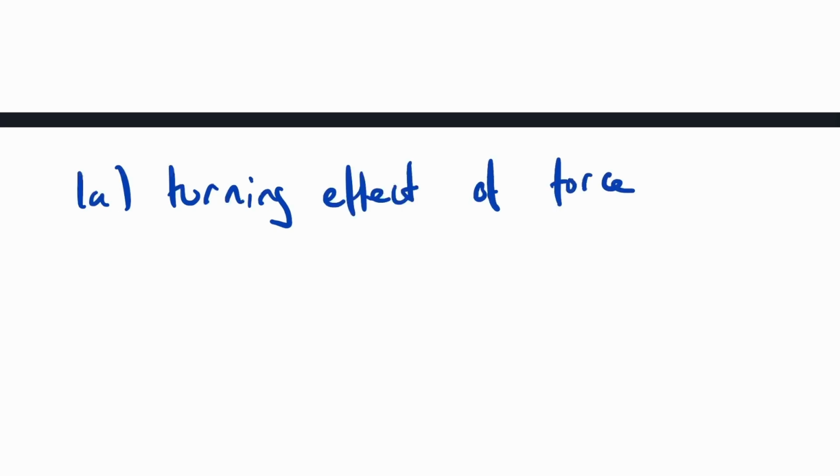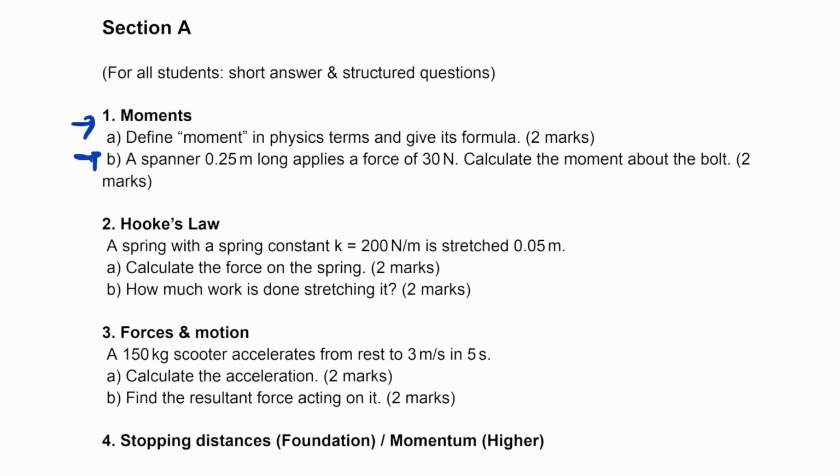So for question 1a, what is a moment? Well, hopefully everyone should know, moment basically we can define as the turning effect of a force. And that should be enough for the first mark. For the second mark, it wants the formula. And so hopefully everyone should know that the moment is going to be equal to the force multiplied by the perpendicular distance. And you can even add here, it is the perpendicular distance from the line of action of the force to the pivot.